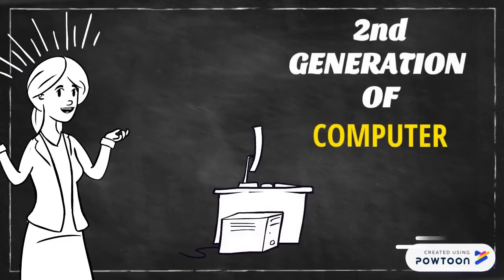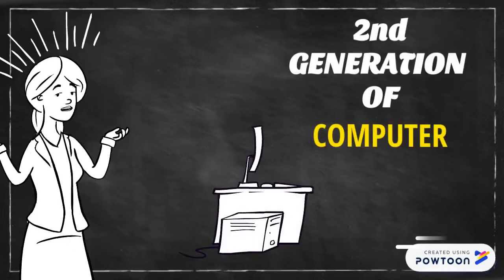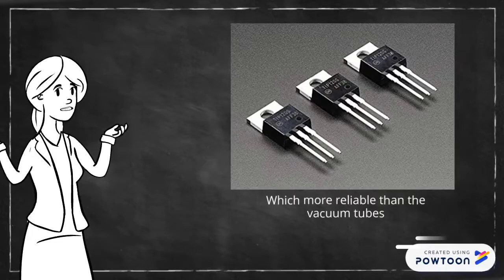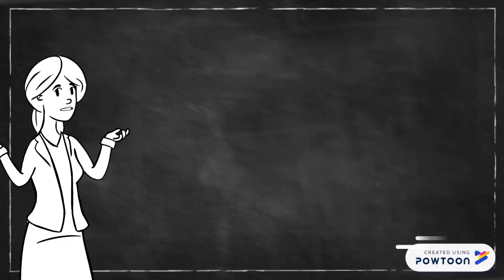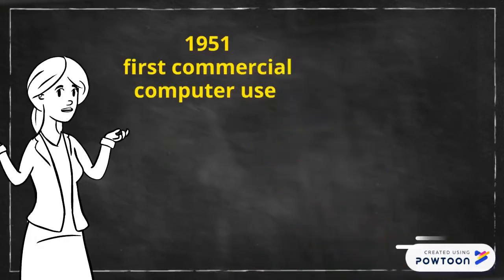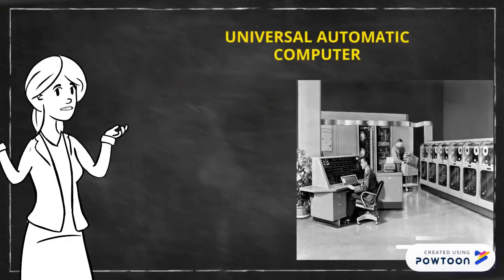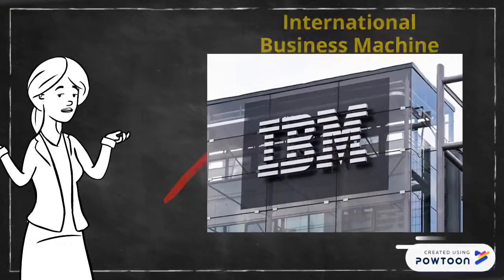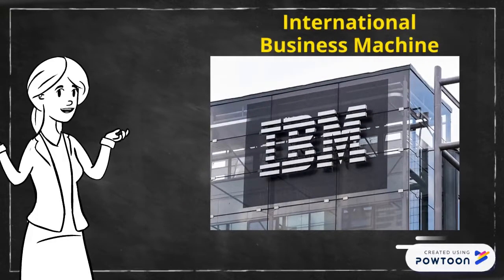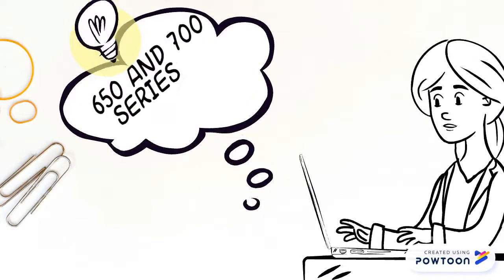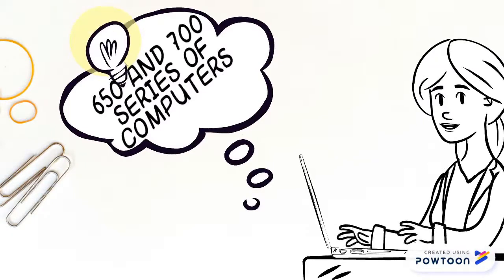Second generation of computers. This generation of computers used transistors instead of vacuum tubes, which were more reliable. In 1951, the first computer for commercial use was introduced to the public, the Universal Automatic Computer or UNIVAC. In 1953, the International Business Machines or IBM 650 and 700 series computers made their mark in the computer world.